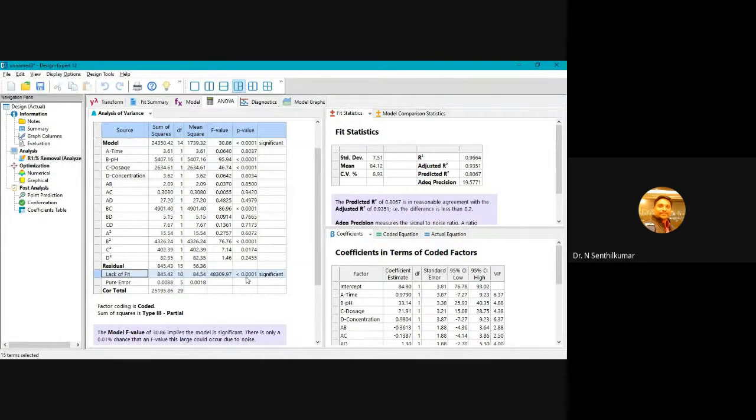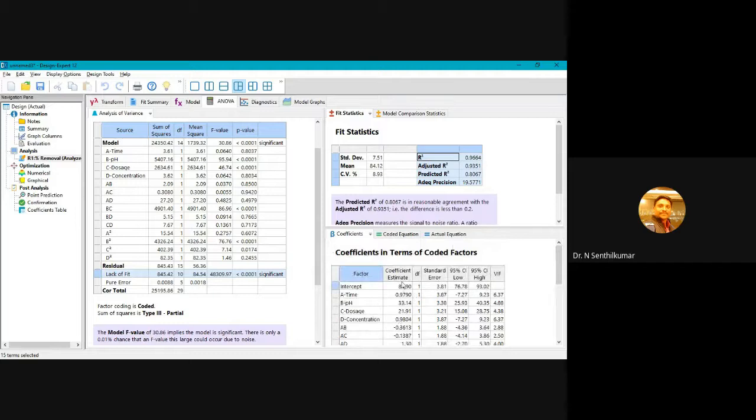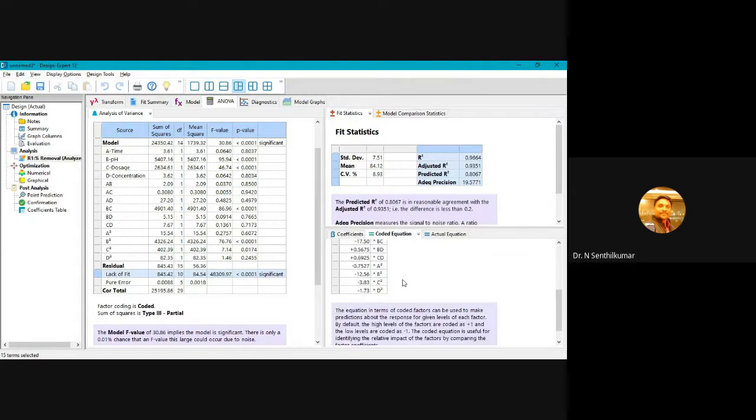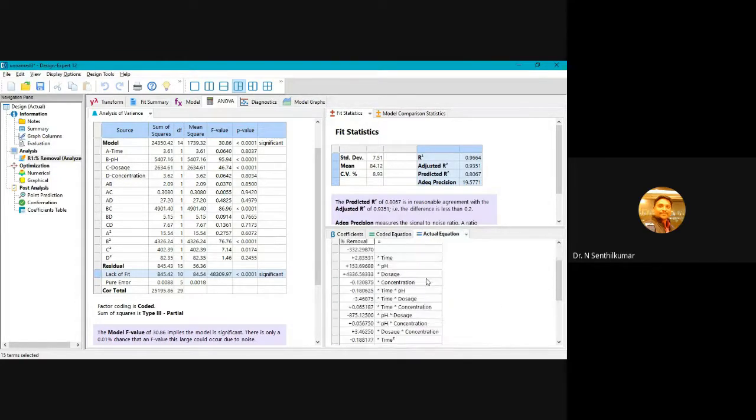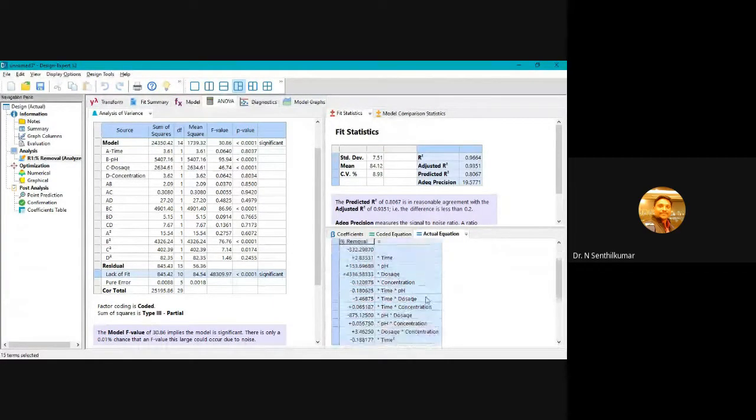Okay, just leave this. Then look at the R square value on the right. Now below the right, you have the beta coefficients. You can see the beta coefficients, which are used for developing the empirical equations. This is the coded equation and this is the actual equation. So this equation alone is necessary for prediction purposes.